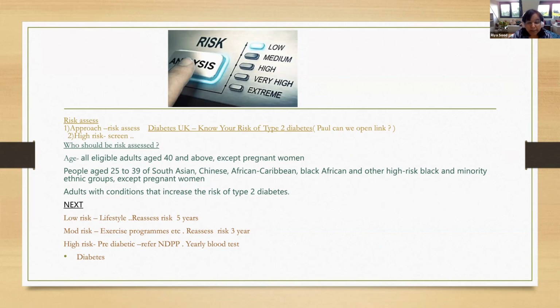Now, this is all NICE. So NICE is saying that you adopt a risk assessment approach to checking patients for diabetes. Now, there is a link that I've put on. Unfortunately, we couldn't really open that link here, but this is a link. If you follow the Diabetes UK, you can just ask your patients to do their own assessment. You don't have to do it for them. And they will then get a score as low, medium, and high risk.